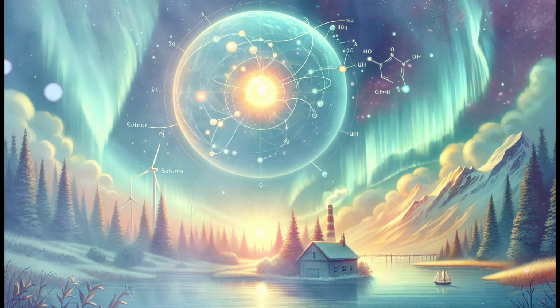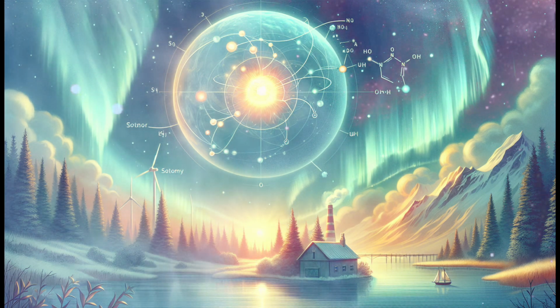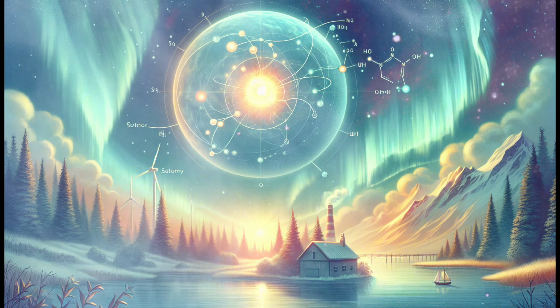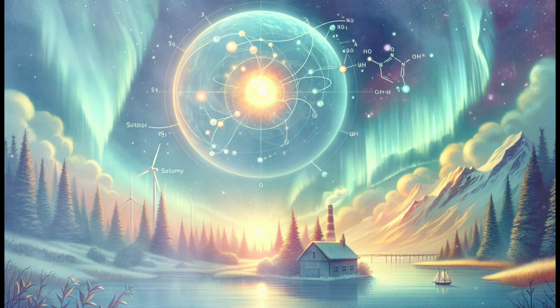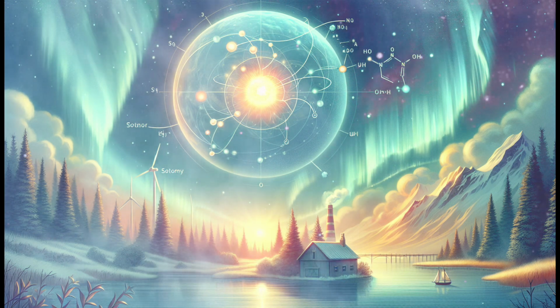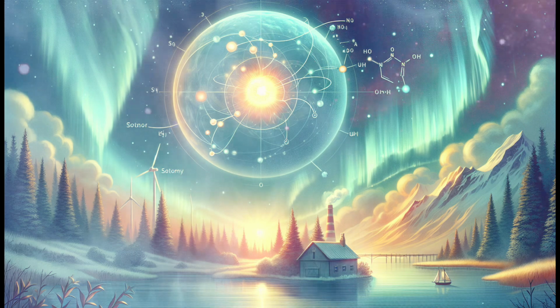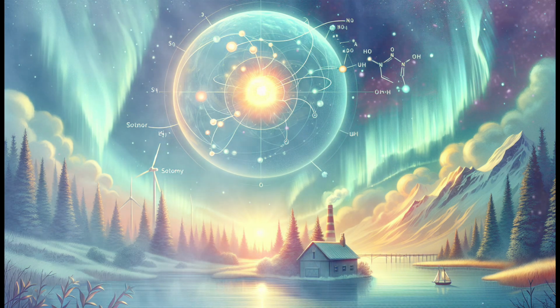The interaction between the solar wind and the magnetosphere is a delicate balance. The magnetosphere deflects most of the solar wind, but during these intense events, some particles are funneled towards the poles, where they enter the atmosphere. As solar particles penetrate the magnetosphere, they collide with atmospheric gases, primarily nitrogen and oxygen.